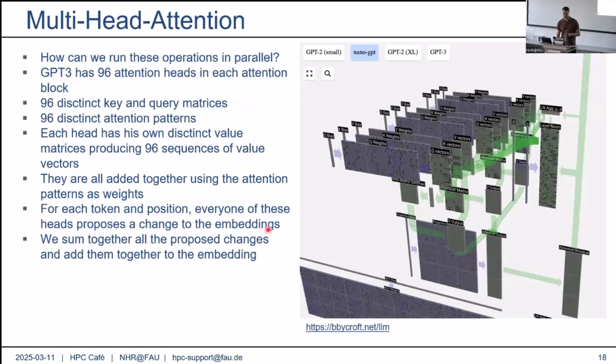Because if we look at how this whole thing looks in a multi-head attention scenario, this is a picture of GPT-3, and it has 96 attention heads in each attention block, and it has 96 distinct key and query matrices and 96 distinct attention patterns. Each head has its own distinct value matrices producing 96 sequences of vectors. And they are all added up in the end using the attention patterns as weights. For each token and position, every one of these heads proposes a change to the embeddings we talked about. We sum together all the proposed changes and add them to the embedding. So this is basically how it looks in a real multi-head attention GPT model.